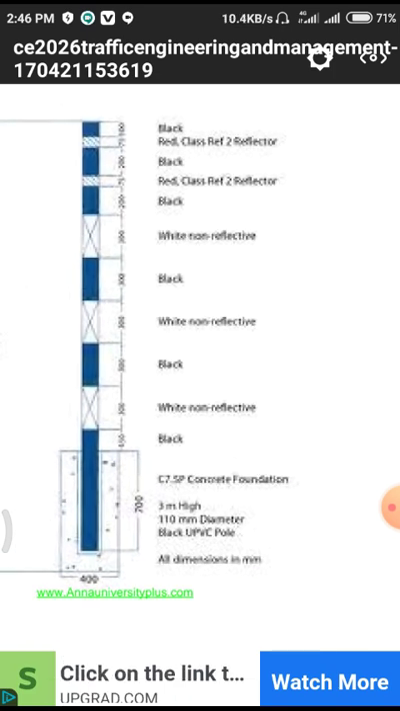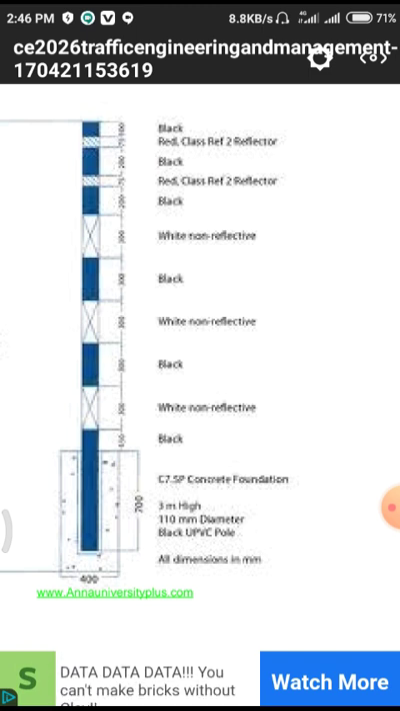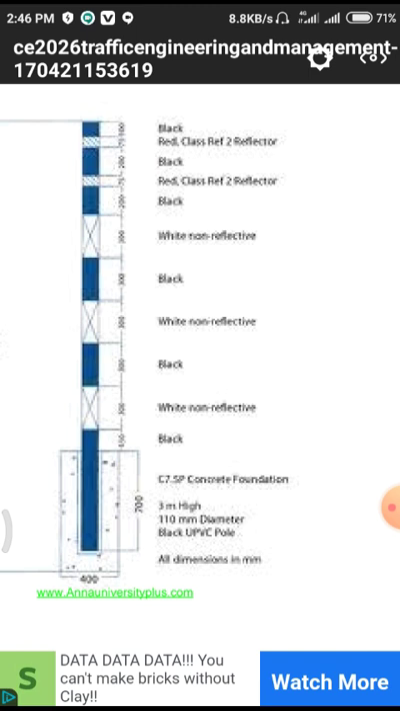This is the normal dimensions. In the first portion we have different lenses, which are not necessary for us; we only need to understand the purpose of the particular object and for what purpose it is used. Here we have black, and after that some reflecting material, red reflectors. Each traffic delineator has some dimensions, and those dimensions are mentioned here.